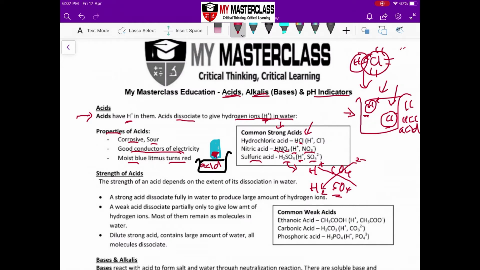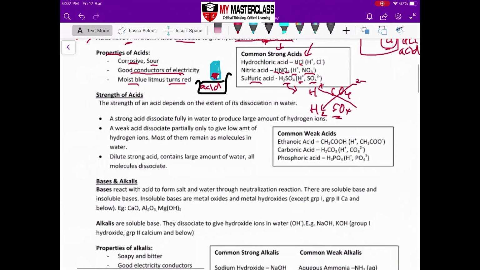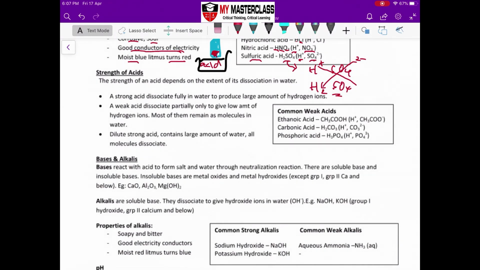Okay, next thing that we are going to look at, the strength of your acids, right? Strength of the acid. So the strength of an acid depends on its extent of dissociation in water, or how much does it ionize, or how much does it separate in water. Okay, so we have what we call the strong acid. Strong acid will dissociate fully to produce a large amount of hydrogen ions.